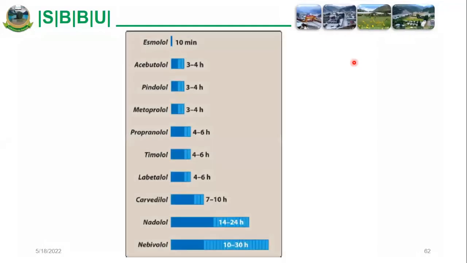It is very important to know the half-lives of some beta blockers, such as nadolol, nebivolol, carvedilol, timolol, propranolol, metoprolol, pindolol, and so on. Since they are mostly used to treat hypertension, it matters which kind of drug is used, keeping in mind therapeutic efficacy. Some show 14 to 24 hours of half-life, which means you can take the tablet once a day.